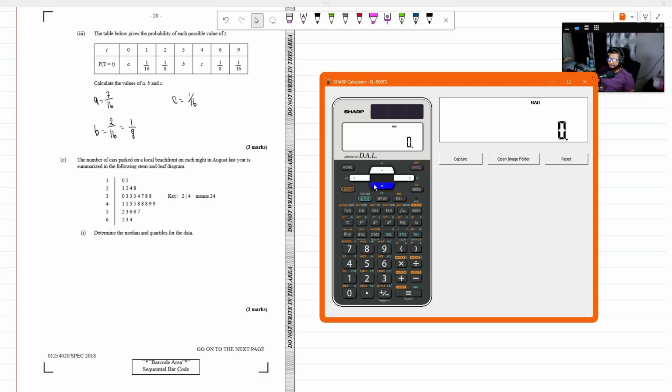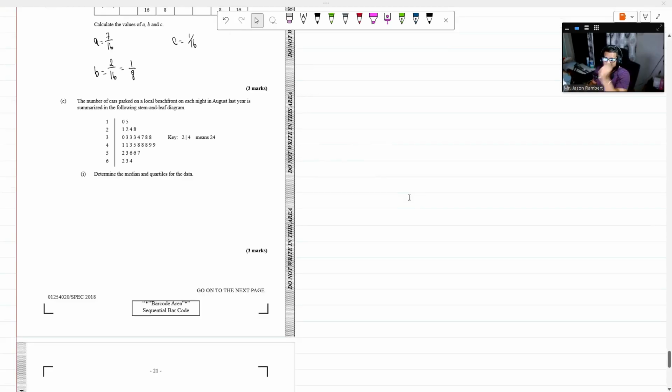I get 1. Determine the median and quartiles for the data. So we could cancel first with last. All right.